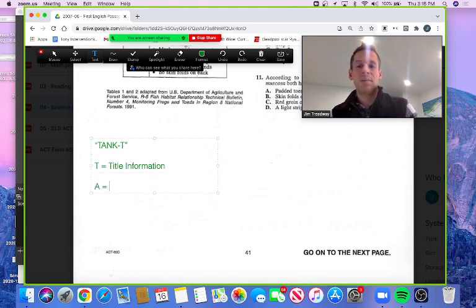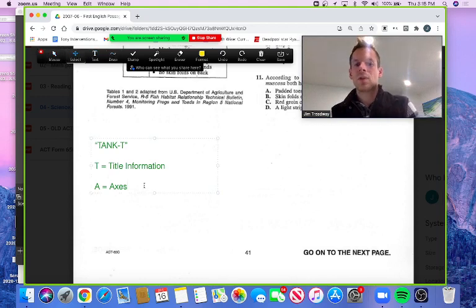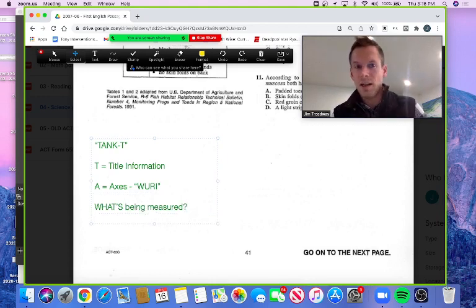Now the next, A, as you can maybe guess, is axes. You are going to check the axes on the graph. If it's a table, you're just looking for the headings of the rows or the columns. That's how we do the axes step. Now, when you do the axes step, what you want to look up is, we call it WURI. For each axis, you're going to look up WURI. The W stands for what's being measured. Is it feet, is it inches, is it mLs per second, whatever it is. What's being measured? And then you're going to check in what units. So is it in meters?